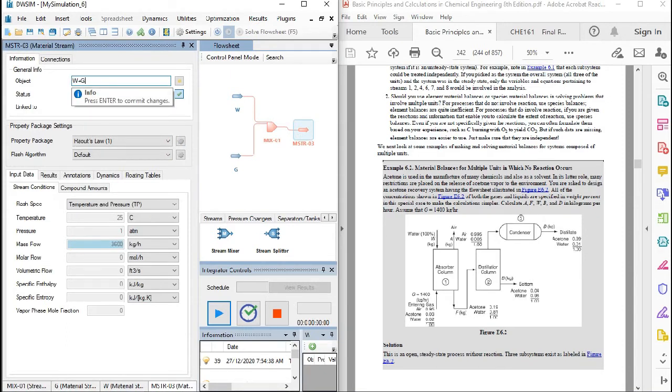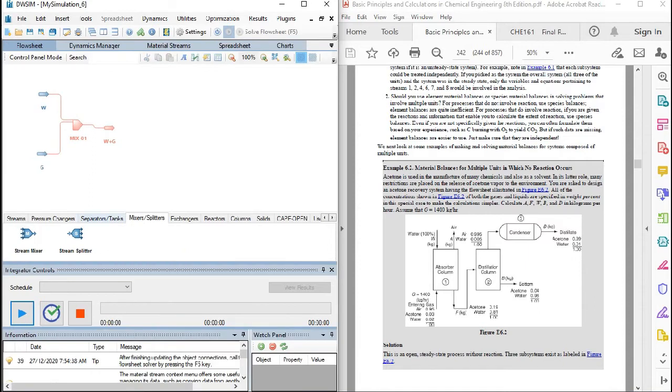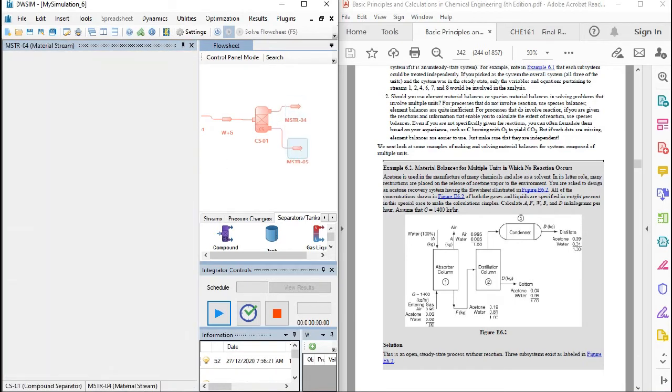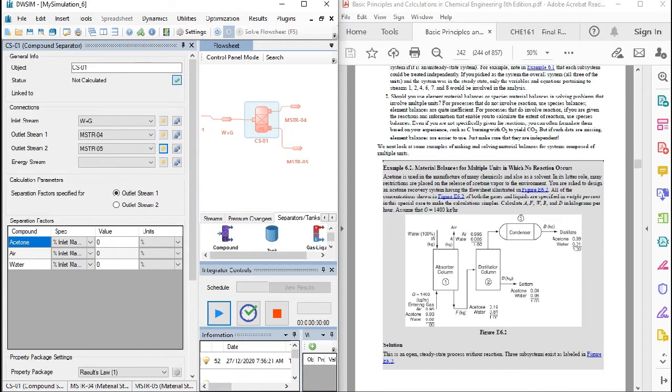So as you can see, this is not the output that we are expecting. We are expecting two output streams, which are A and F. How do we do that? We will be using another unit operation, which is found in separators and tanks, and that is the compound separator. The compound separator basically separates the compounds in the inlet stream. So we will be using the W plus G stream as the inlet, and we will automatically generate outlet stream 1 and outlet stream 2. Let's also not forget the energy stream that is needed in the compound separator.